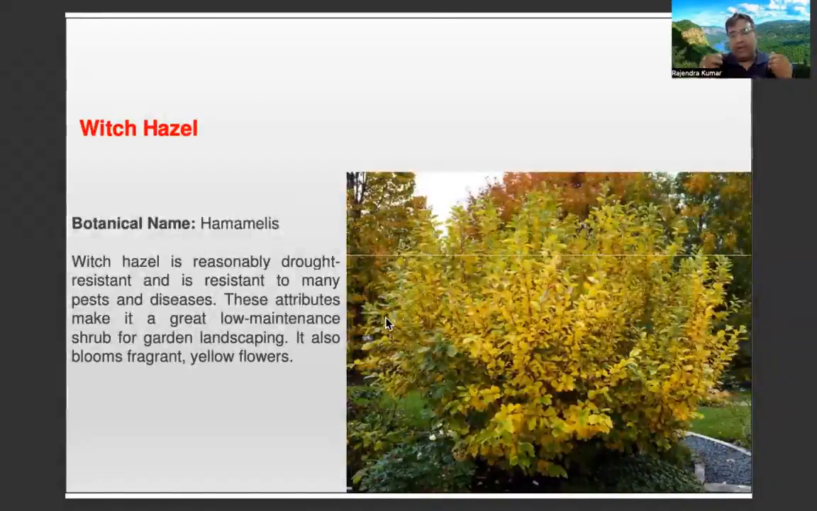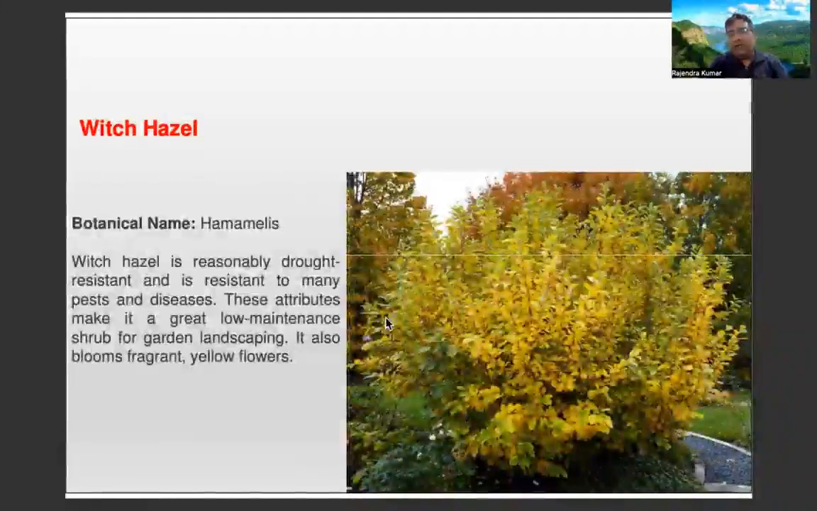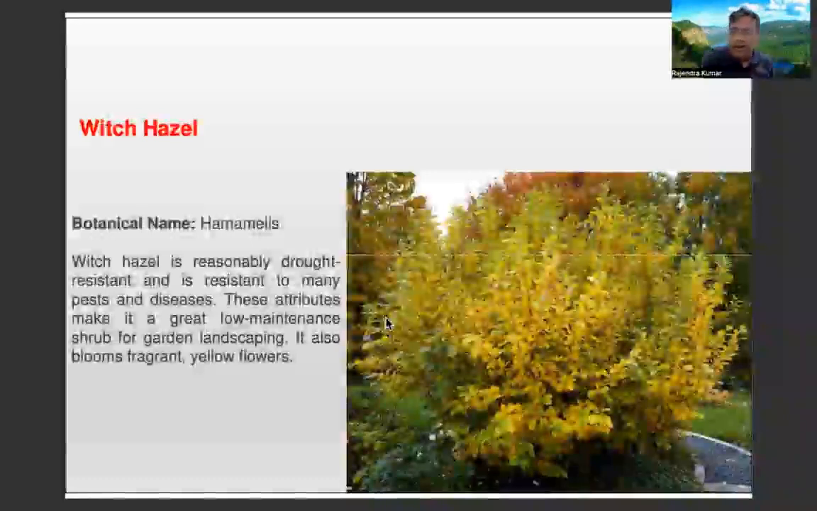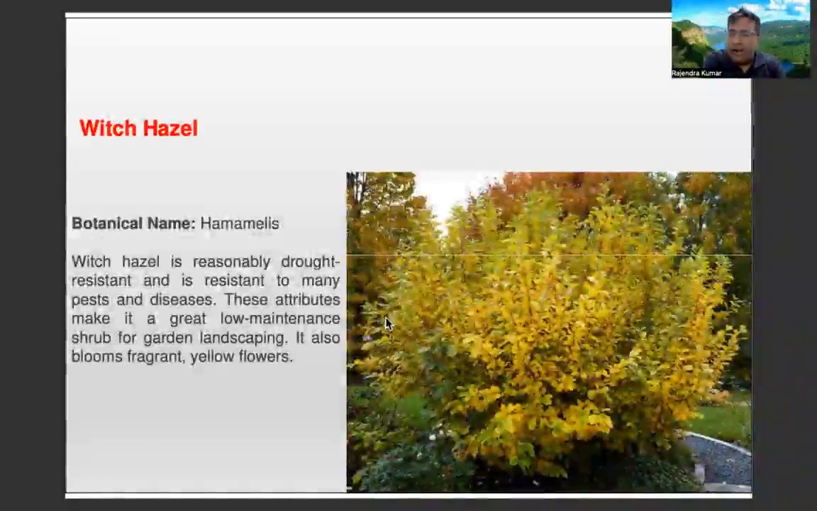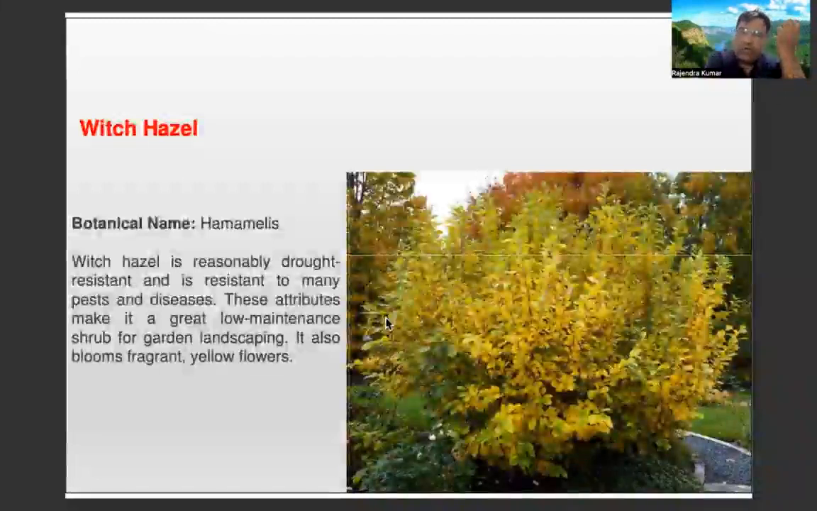Pests basically means harmful insects, like ants and other kinds of insects which are harmful. So these plants also act as a resistance to those pests and diseases. These attributes make it a great low-maintenance shrub for garden-scaping. It also blooms fragrant yellow flowers.